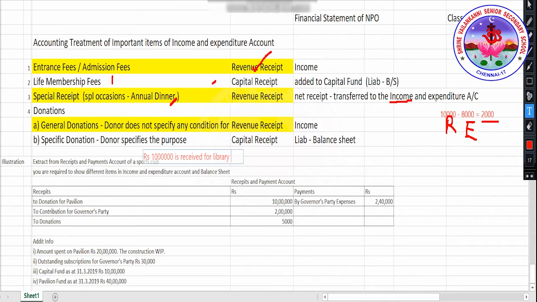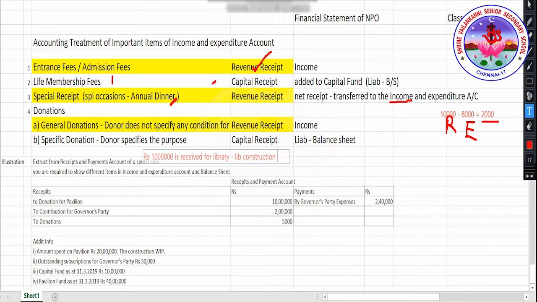as donation. In this case, you need to use this fund only for library construction. Okay. Just library construction. You cannot use this for anything else. So it is a capital receipt. It will be shown in the liability side of the balance sheet.